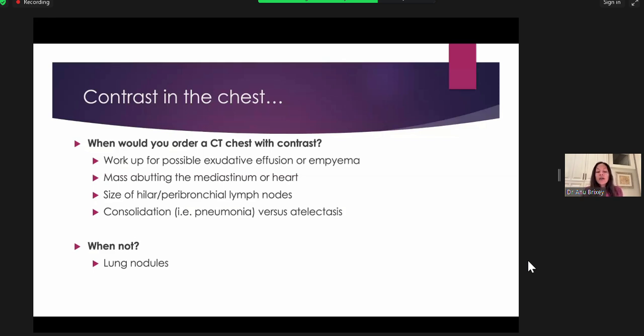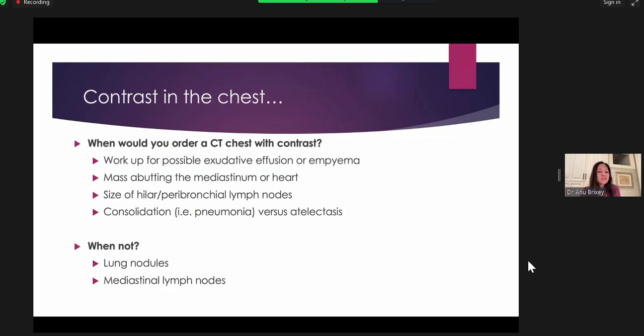The reason is that the lungs are aerated with air, and that is the inherent contrast within the lungs. The aeration, the dark attenuation of the lungs surrounding the nodule, provides contrast between the lung and the nodule itself. So you don't need contrast to work up pulmonary nodules.